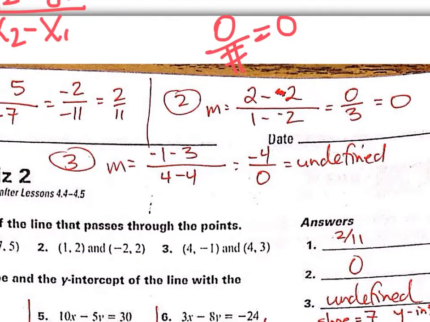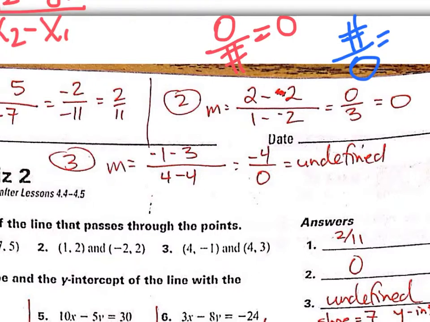However, any number divided by 0 is undefined or does not exist. You are not allowed to divide by 0. So what we get for number 3, when we do y minus y over x minus x, the x minus x gives us 0 underneath. That is undefined, so it would be a vertical slope.